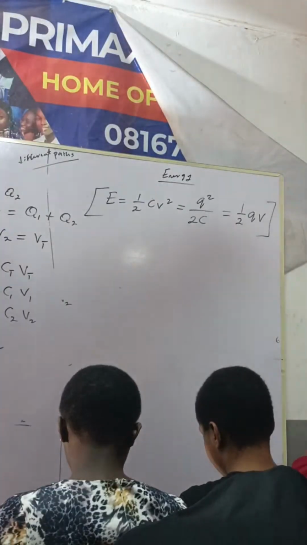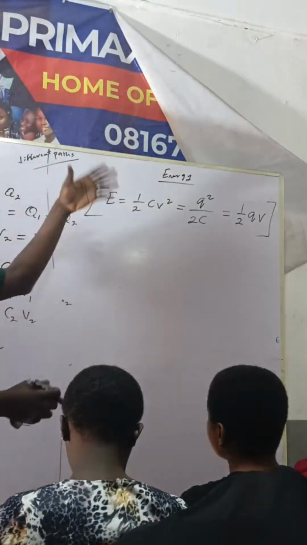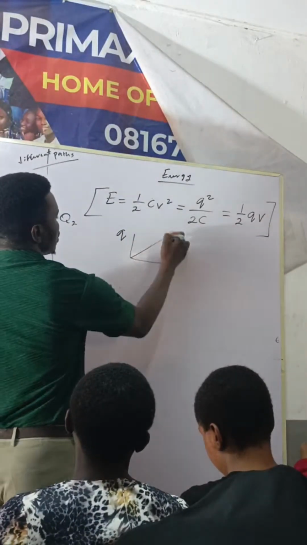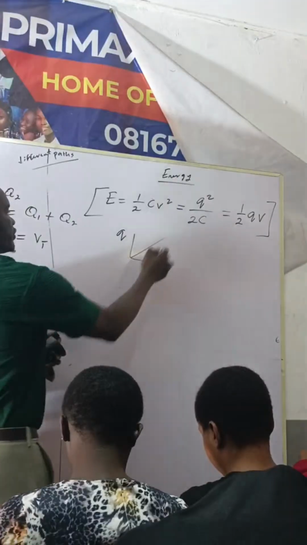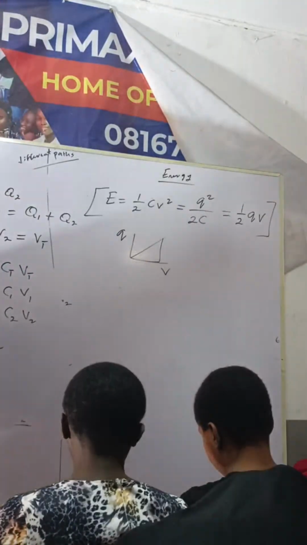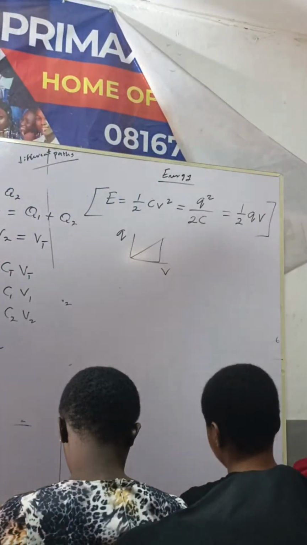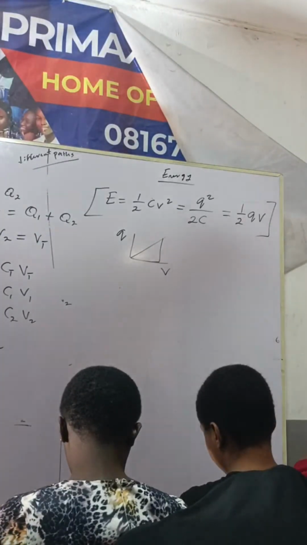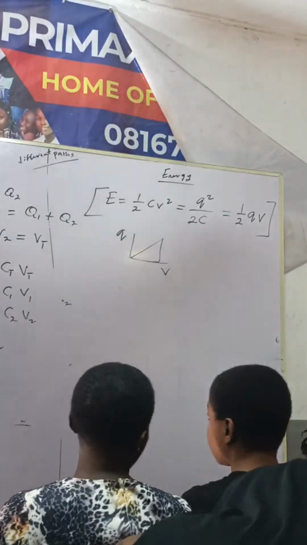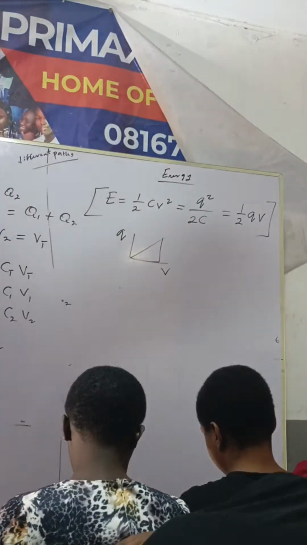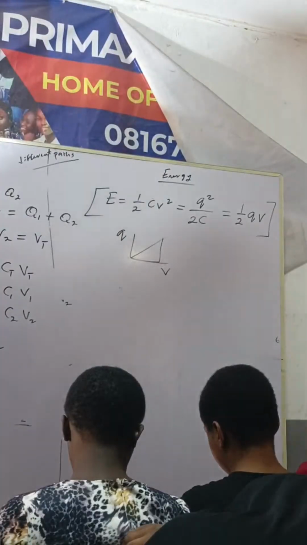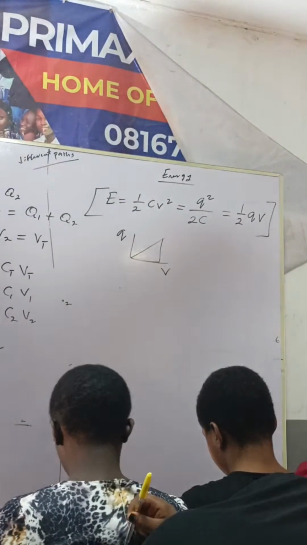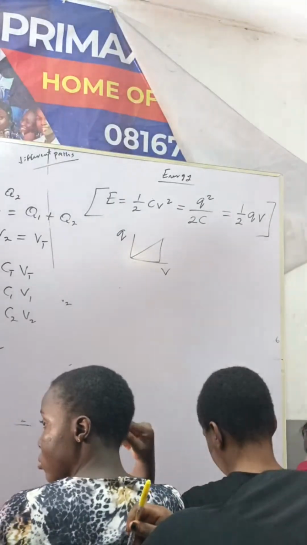You know how I got all of those formulas? If you plot your graphs, you will see that your Q is directly related to V, and you can find the area and all of those things. But just to quickly get it for you, I will go on. Can we move on? Yes, sir. So that's the energy stored.